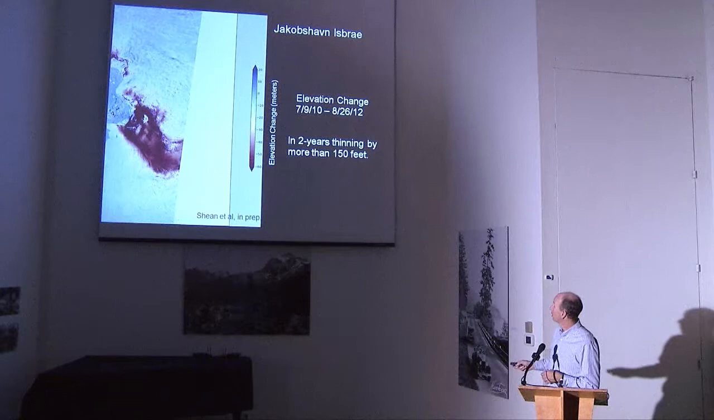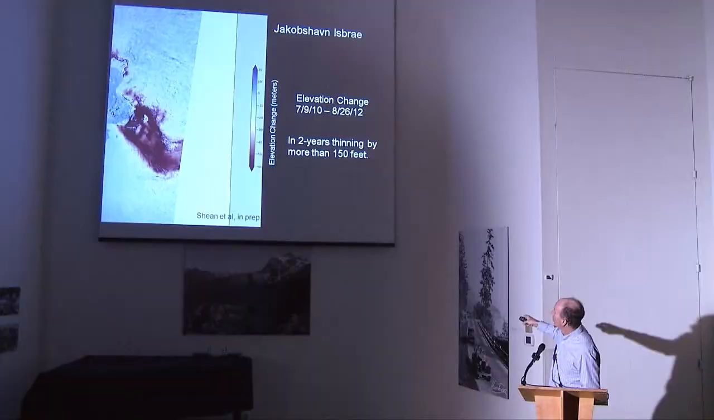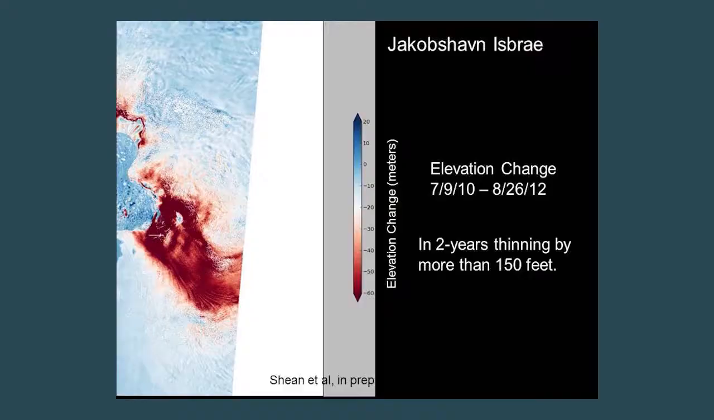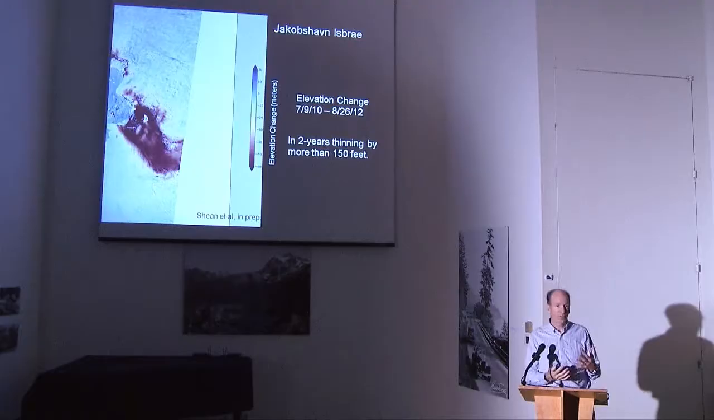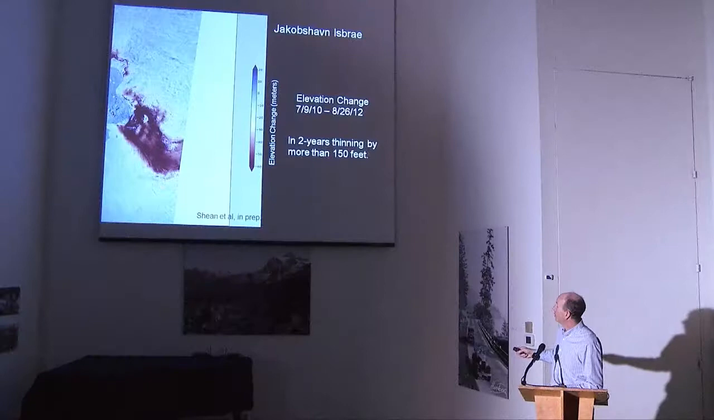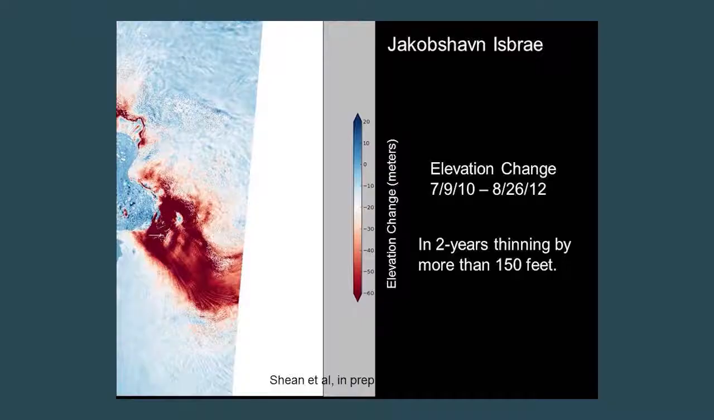I apologize, the scale's not too good here, but it goes down to 60 meters or about 150 feet. Just the change over 2 years on this big area of the glacier, it has actually thinned by 150 feet, and that's a huge amount of thinning going on. These instruments are just incredible for being able to measure this kind of detail.